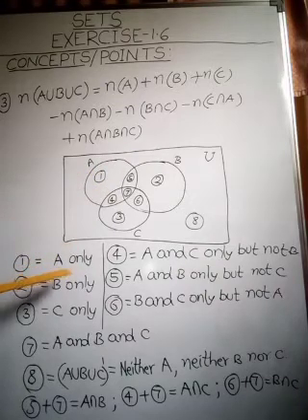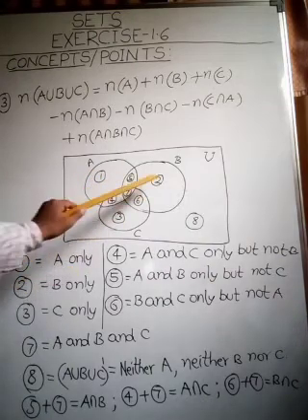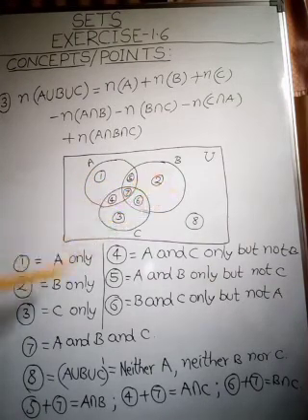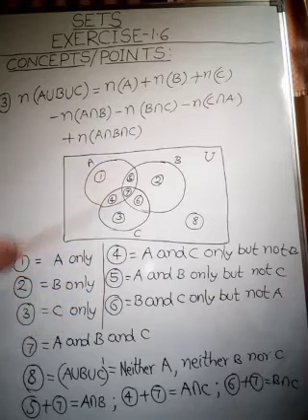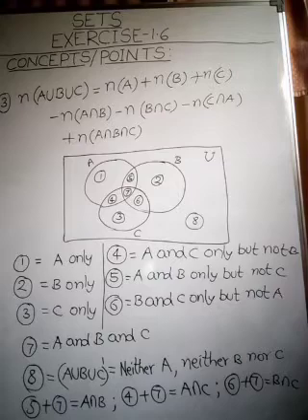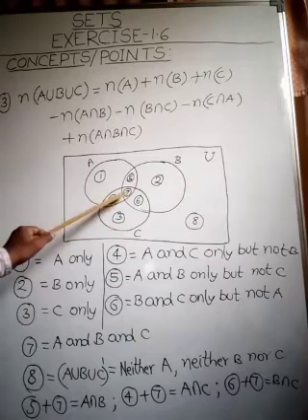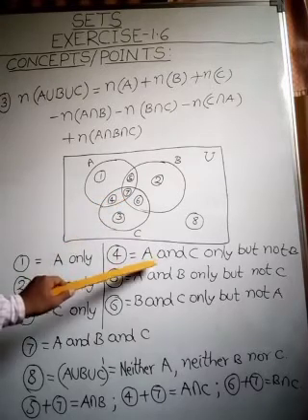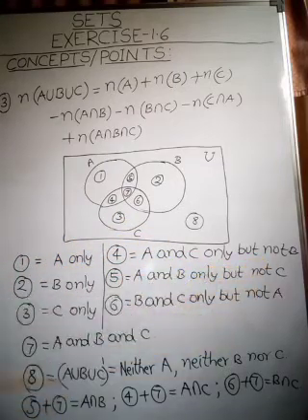This first part, this part only, A only. The first number, this part denotes A only. Here, this part denotes B only. Only B. And this part denotes only C. If you observe, all these 8 parts are disjoint sets. There are no elements in common. Okay, my children. Now, fourth, only this part. This part denotes A and C, A and C only, but not B.